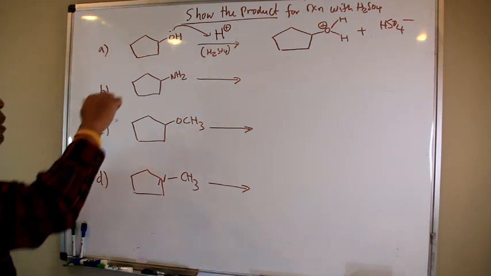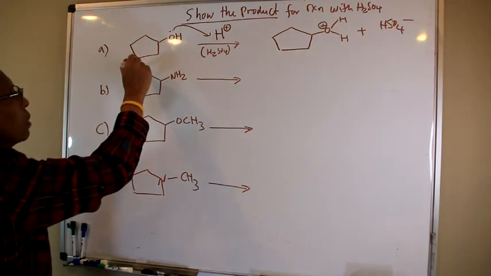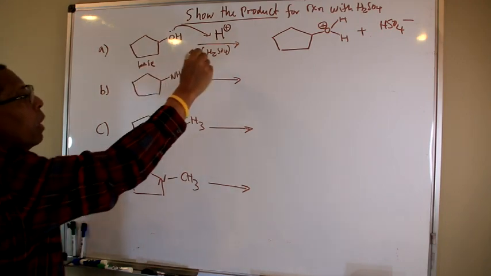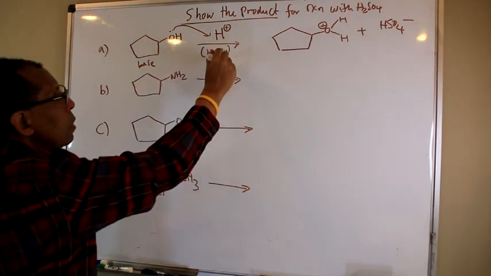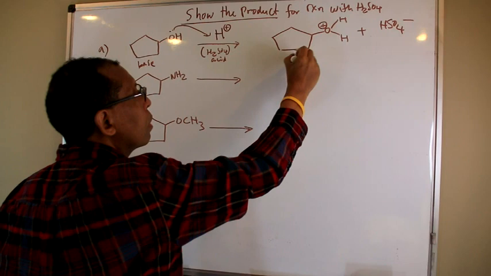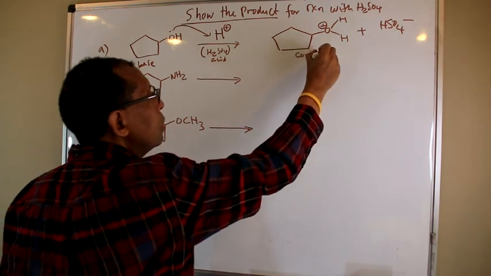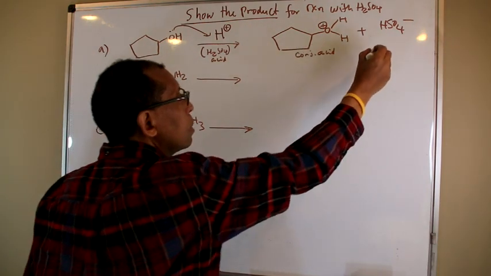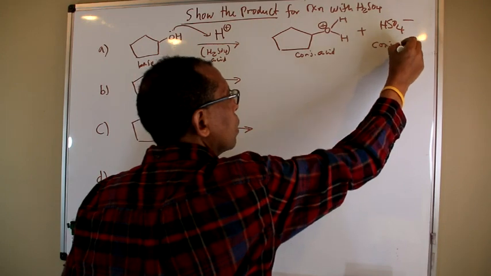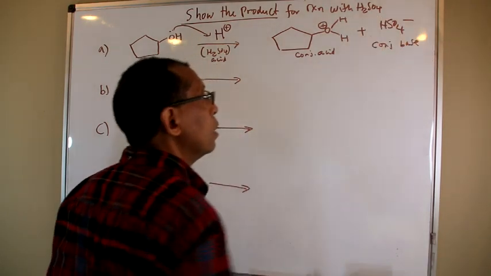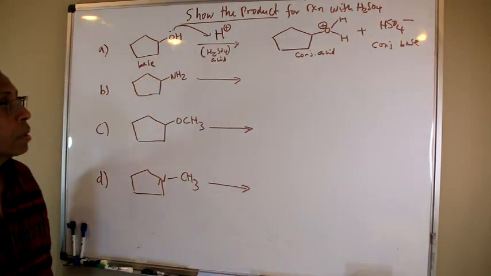Now, in this case, this is a base, obviously, and this is the acid. And here is the conjugate acid, and this is the conjugate base. In all of the cases, that anion would be the conjugate base.